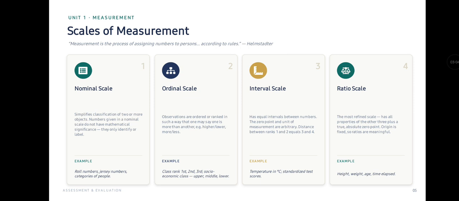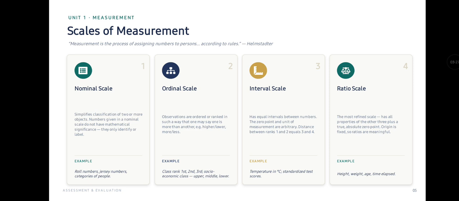We'll go to the scales of measurement. That is, measurement is the process of assigning numbers to persons according to rules. Nominal scale specifies classification of two or more objects. Numbers given in a nominal scale do not have mathematical significance. They only identify or label. Example, roll numbers, jersey numbers, categories of people.